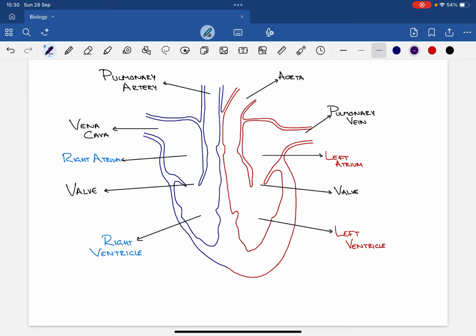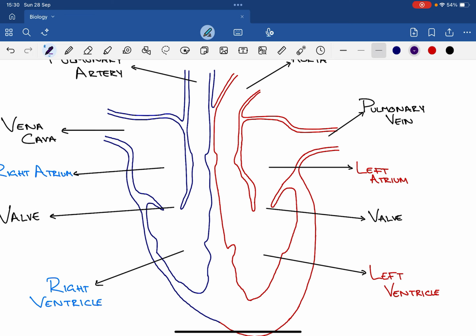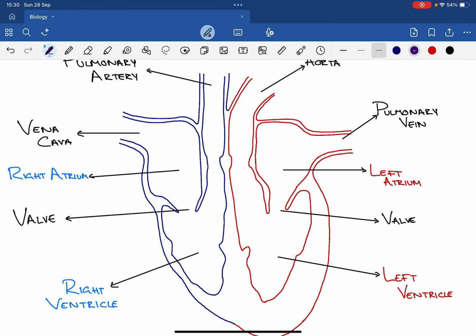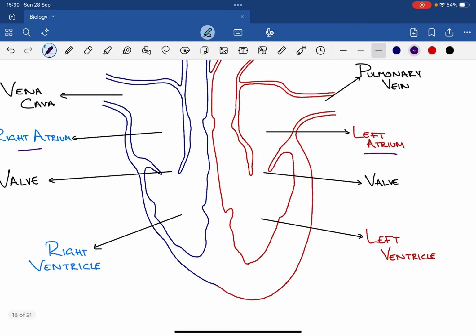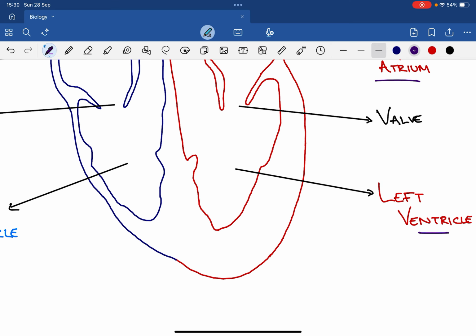So first, if we look at the top 2 chambers, you have your left atrium and your right atrium. And then the bottom 2 chambers, your left ventricle and your right ventricle. If you've noticed, the left side of the heart is actually a lot thicker than the right side. That's because it carries oxygenated blood at a much higher pressure, so it needs thicker muscle to withstand that pressure.